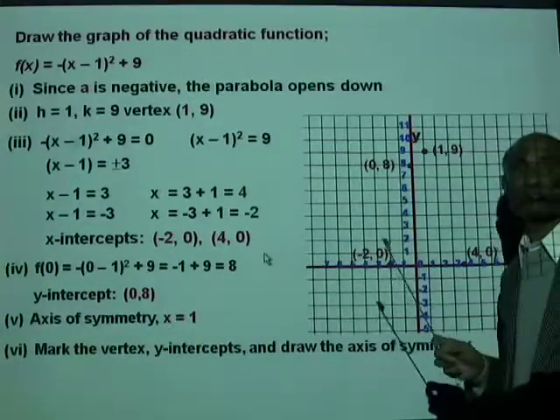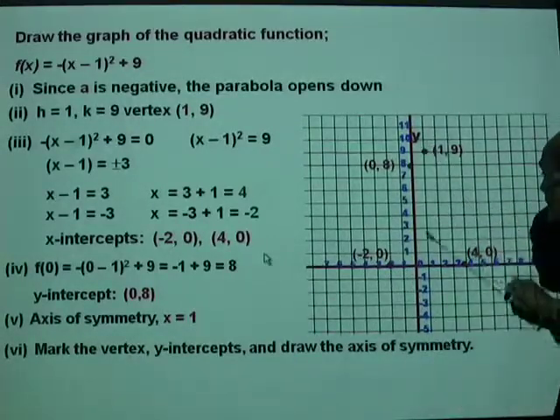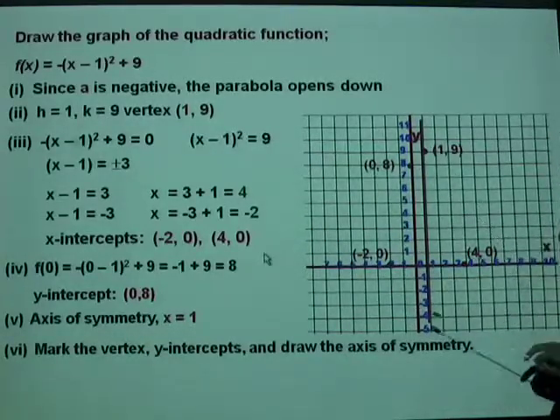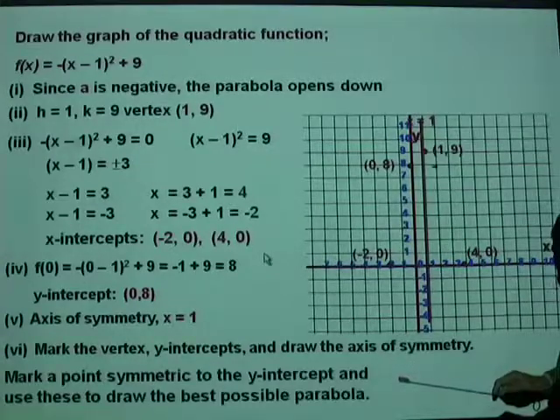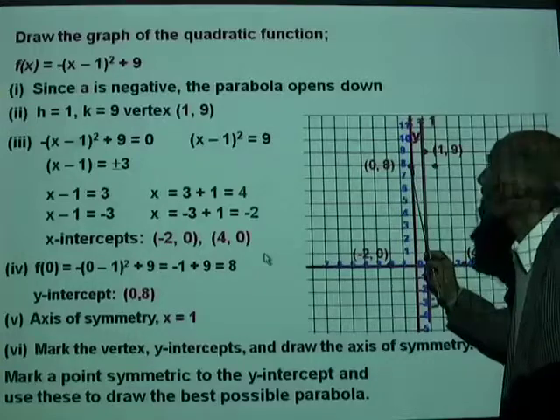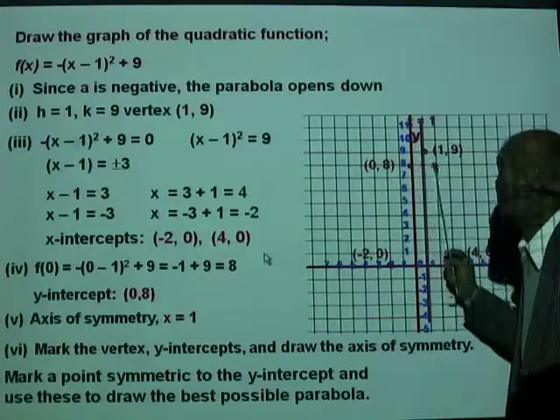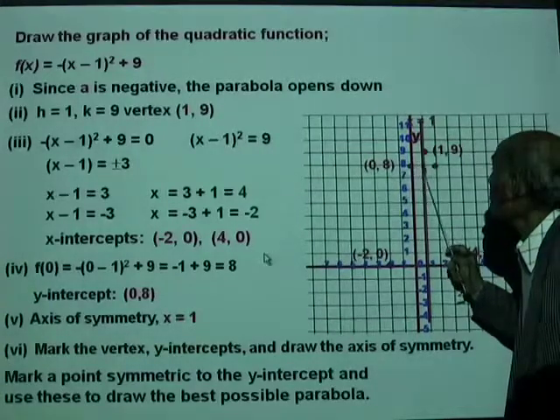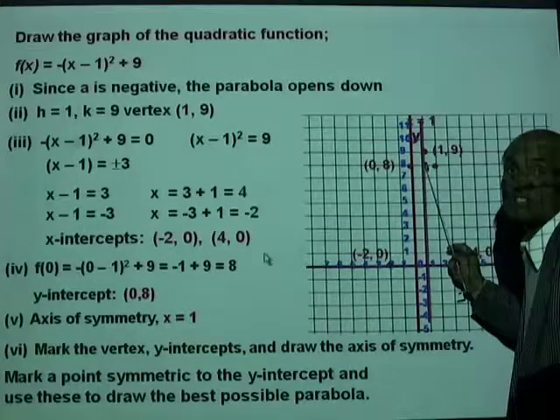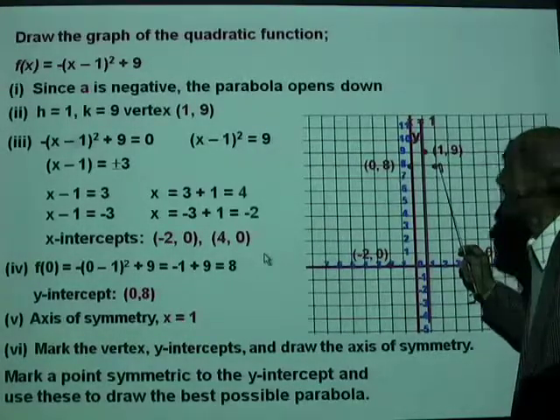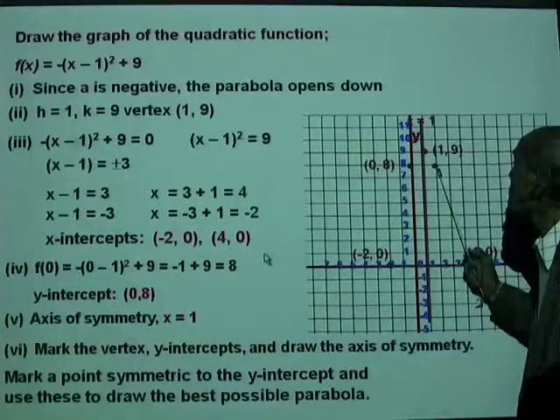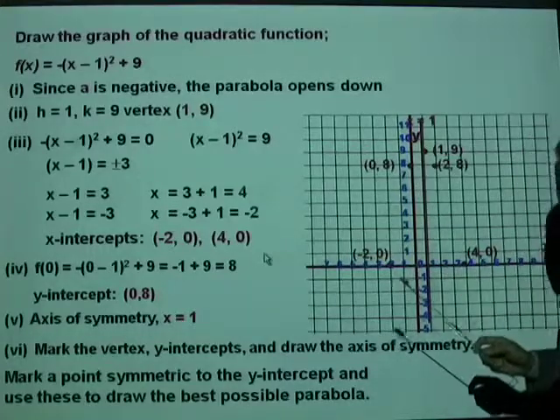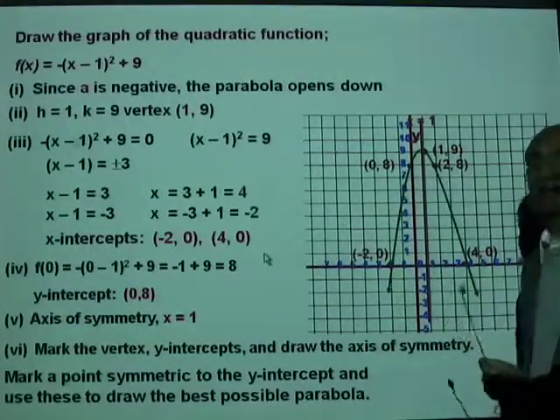And what other information do we have? The axis of symmetry is the line x = 1. And now we have all the information we need to plot that graph. If you want, you can also mark a point of symmetry. If (0, 8) is a point on the graph, and that point is 1 unit to the left, there is a similar point 1 unit to the right. That will be what point? That will be (2, 8). This is the point of symmetry to that point. And now you can plot the graph of the parabola.